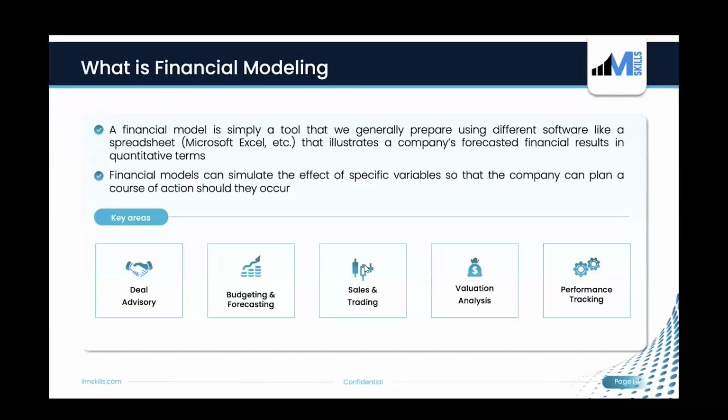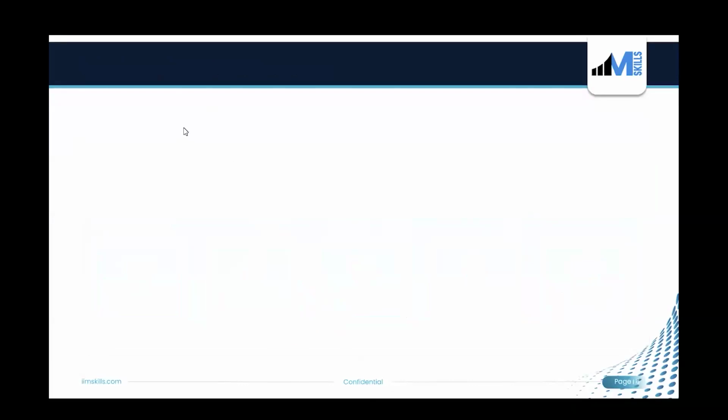So, jumping on to the first and the foremost, what exactly is a financial model? This can be understood in two ways. The first way would be to understand the mechanics of a financial model, and the second one would be to understand the application of a financial model. So, let's first understand the mechanics. Look at what I'm going to draw now.